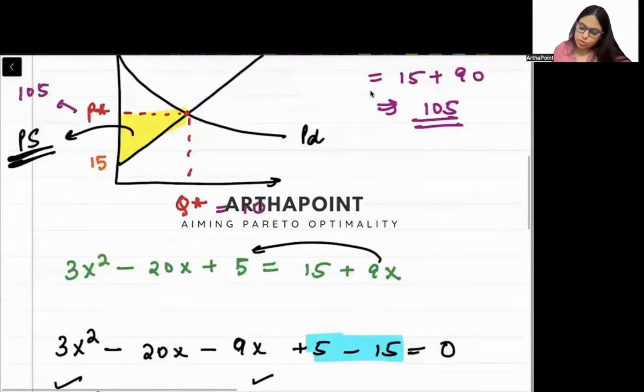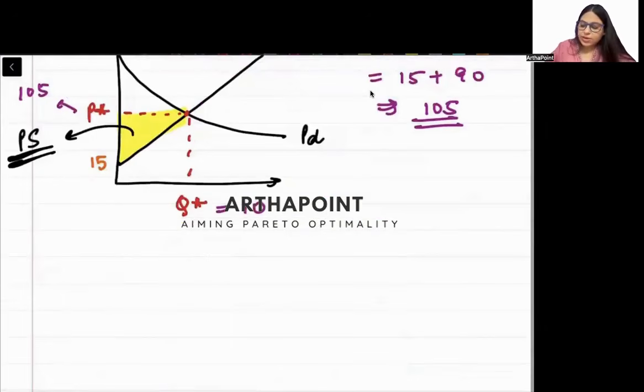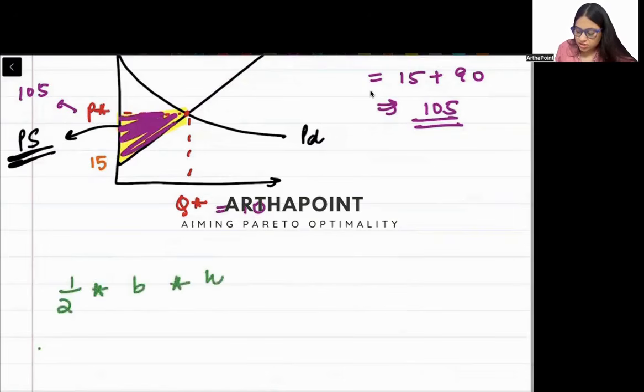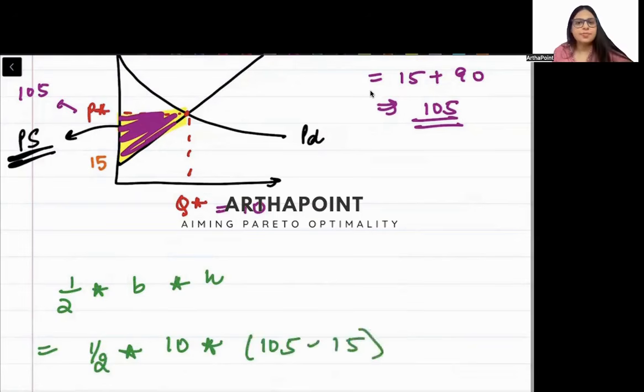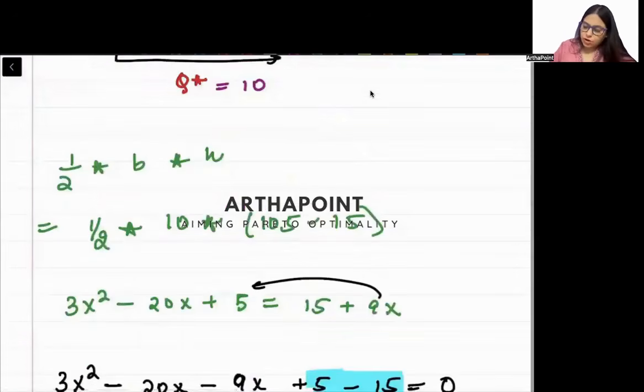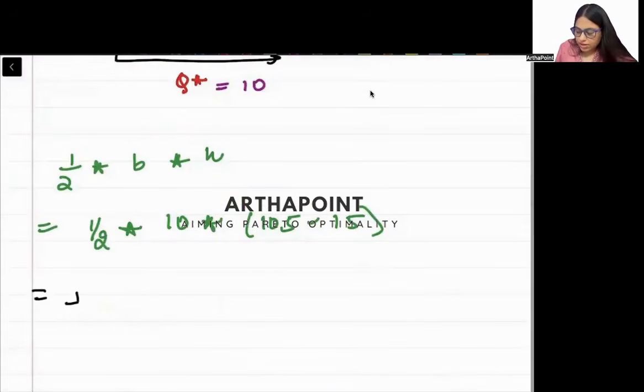Now what do we need to find? Producer surplus. We can find this, this is the area. So half into base into height. Half into base, the base is 10. Height is 105 minus 15. Right? So what will you get? Half into 10 into 90, 450.